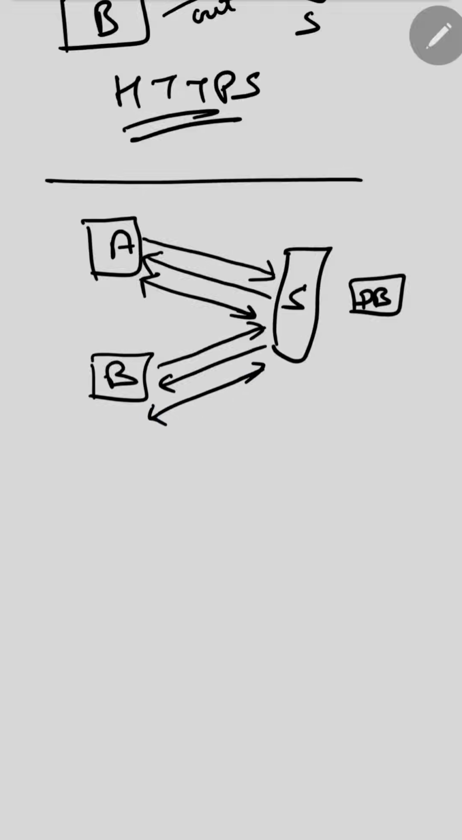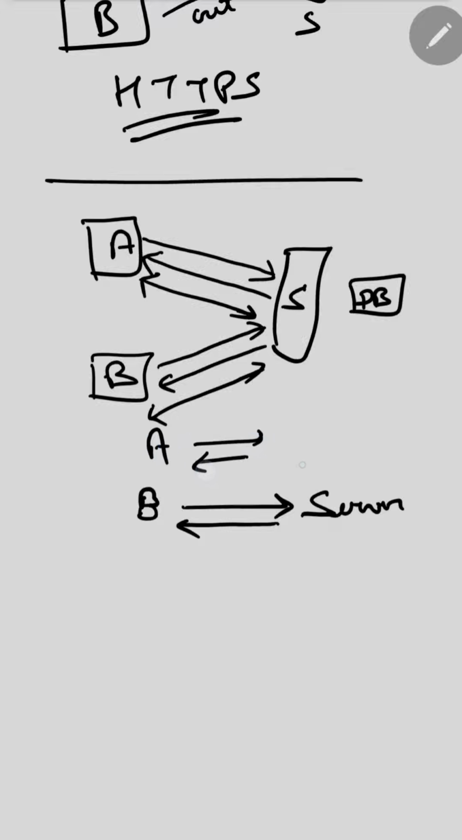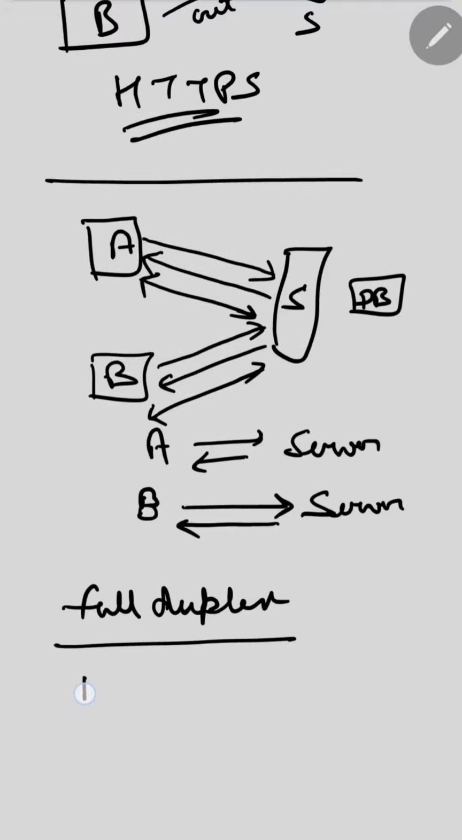Now what does bi-directional mean? Or you can call it full duplex. In this, B can send a message or an event to the server, and the server can also send a message to B. Similarly, it would happen with A and the server. So that is called full duplex or bi-directional.